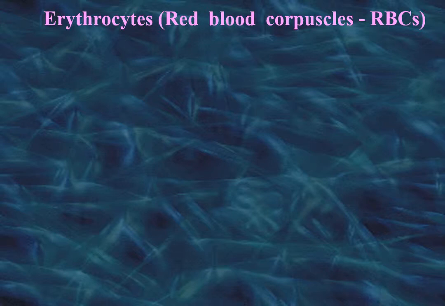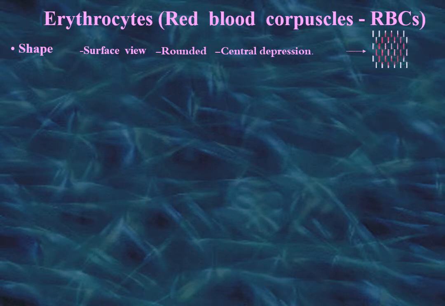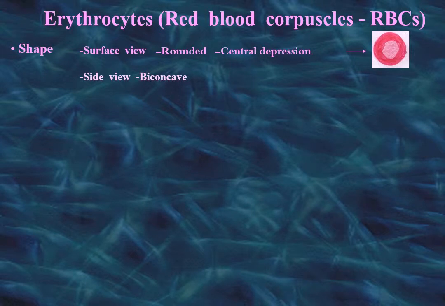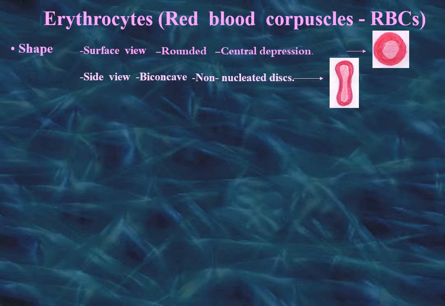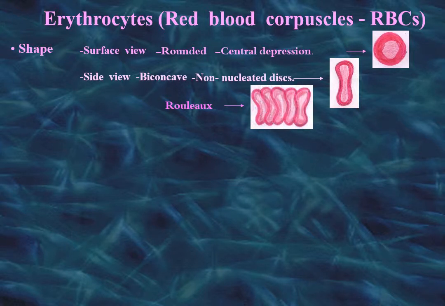Erythrocytes or red blood corpuscles or RBCs. Shape. On surface view, normal erythrocytes show a smooth rounded contour with a central depression, while on side view they appear as biconcave non-nucleated discs. Erythrocytes tend to adhere to each other by their broad surfaces, forming rouleau appearance due to surface tension and charges on the cell membrane.